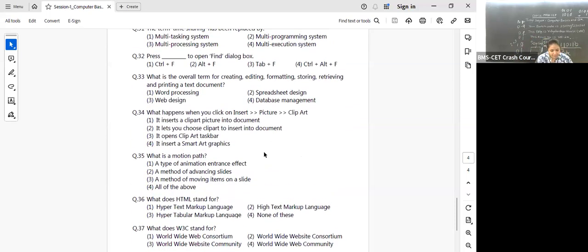Next one, press dash to open find dialog box. Anybody? These are shortcuts. Yes, Control plus F. Very good. It is a shortcut to open a dialog box.